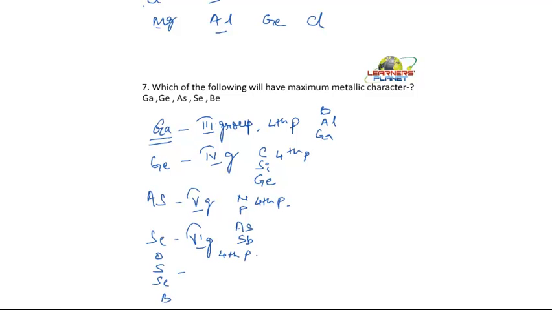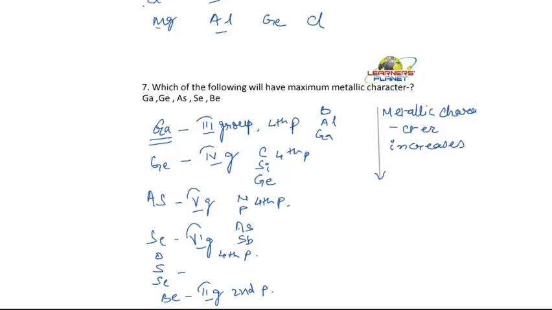Then is beryllium. Beryllium is present where? Second group, second period. Right? So what happens to the metallic character if we move down the group? Down the group, the metallic character increases.